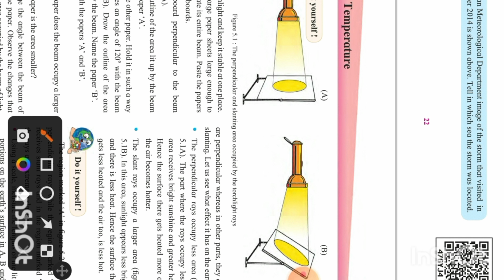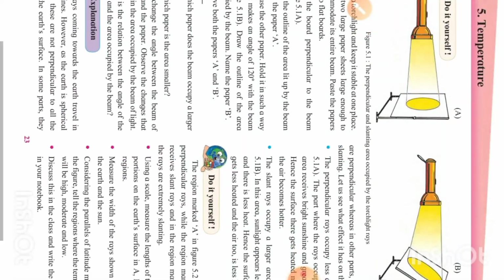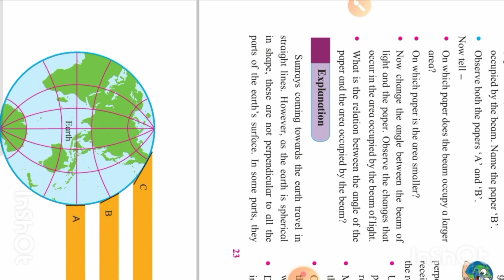So they are actually comparing this with the sun rays. So torchlight, you have to consider the torchlight as the sun, okay, and the paper board, you have to consider that as earth, okay. So let's read further and understand. Sun rays coming towards the earth travel in straight line. However, as the earth is spherical in shape, these are not perpendicular to all the parts of the earth's surface.